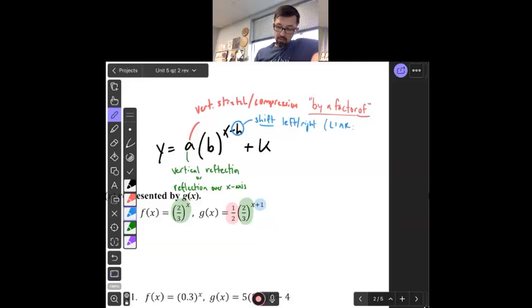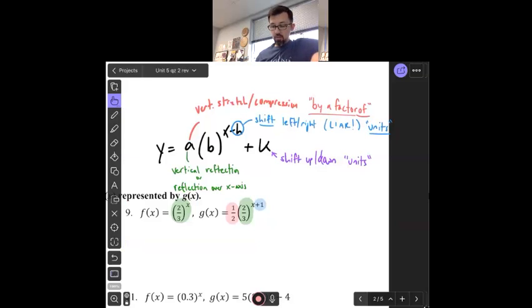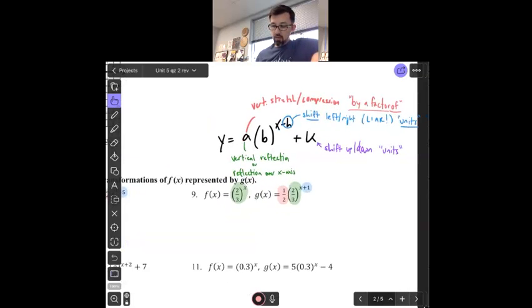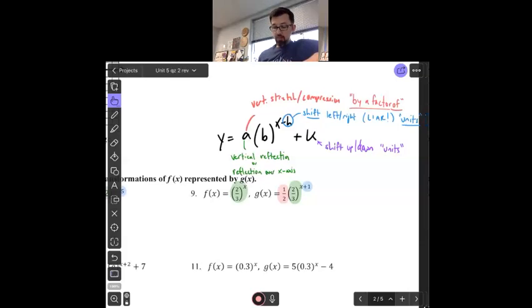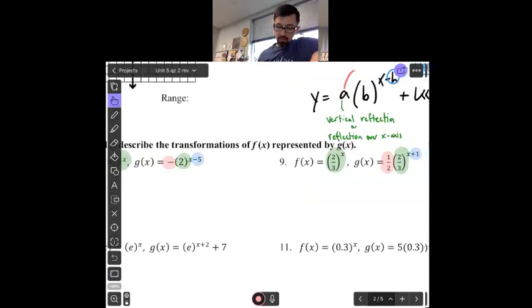H is our liar. We use the word units. We talk about shifting. And then K is our shift up and down. That one we trust. Again, you use the term units when you talk about up and down shifts. This is like the 4th, 5th time we've talked about this. You guys really should be good at this by now.